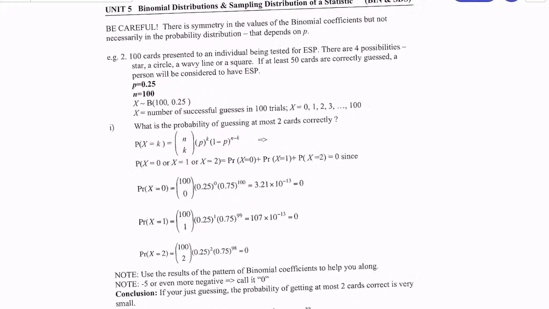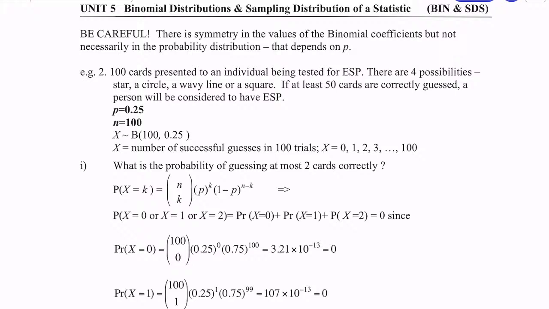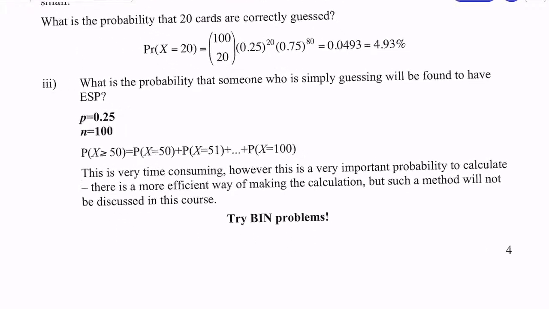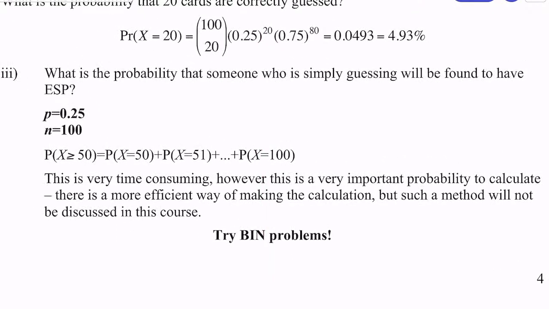So remember this problem. 100 cards are presented to an individual being tested for extrasensory perception. There are 4 possibilities: a star, a circle, a wavy line, or a square. If at least 50 cards are correctly guessed, a person will be considered to have ESP. I go through the process here to practice using the calculator. But what I really want to do is the third one. What is the probability that someone who is simply guessing will be found to have ESP? So for all the problems, the probability will be 0.25 and n will be 100.